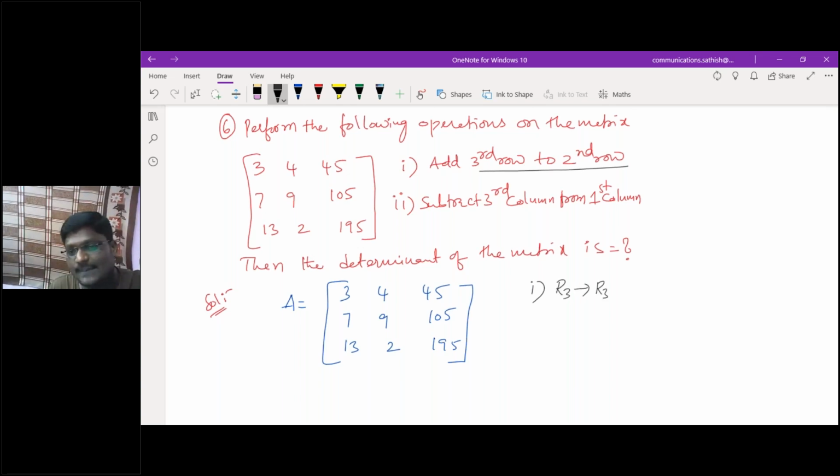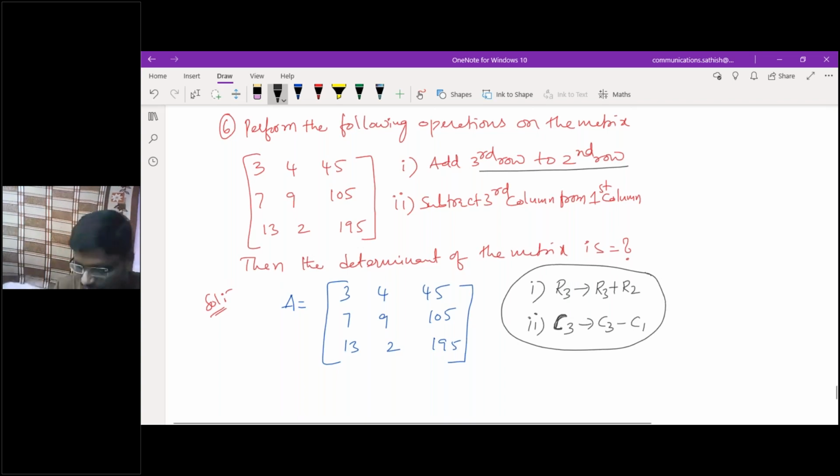That means R3 as R3 plus R2. And the second one: subtract the third column from the first column, that is C3 as C3 minus C1. Got my point? Understood? Yes, sir. Yeah, these operations they are performing.